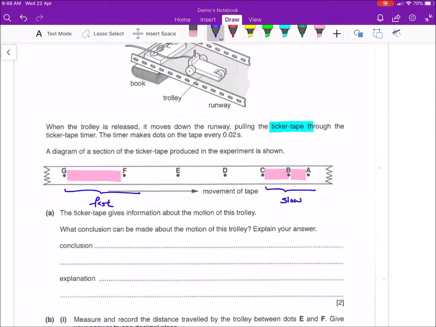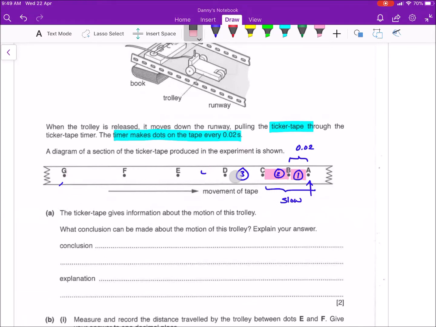Basically, because we know that the ticker makes a dot every 0.02 seconds, the time taken to place these two dots is 0.02 seconds. And we can tell how much time has passed when the trolley moved from A to G by counting the intervals in between. So 1, 2, 3, 4, 5, 6. So the total time taken for the trolley to go from A to G will be 6 times 0.02. Okay, so basically that's how you read the ticker tape.